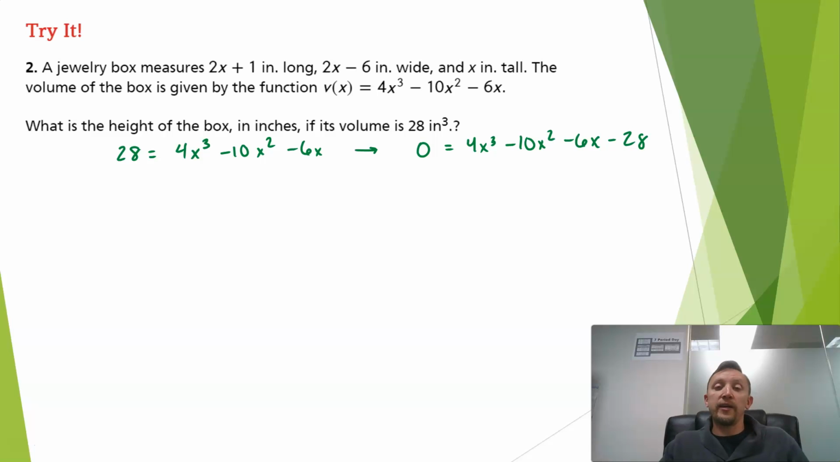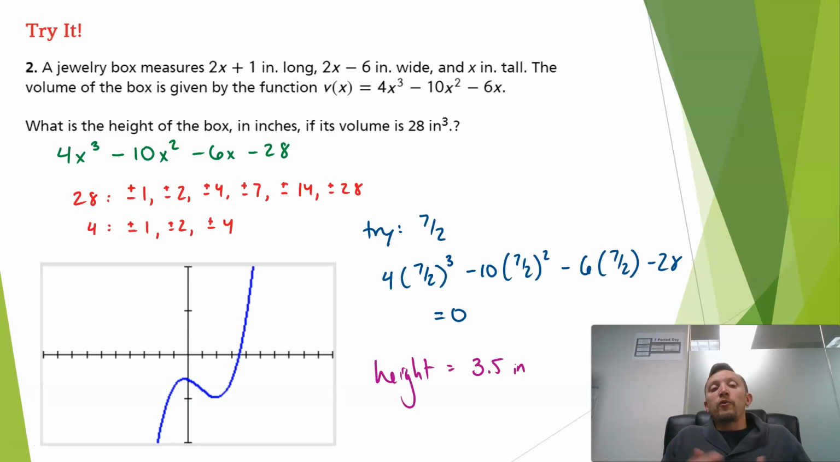All right, let's see how you did. So again, we're working with the 4x cubed minus 10x squared minus 6x minus 28. So we'd start with the factors of 28, which are 1 and 28, 2 and 14, 4 and 7. Again, plus or minus for each of those. And then the leading coefficient is 4, so we'd have plus or minus 1, plus or minus 2, plus or minus 4.